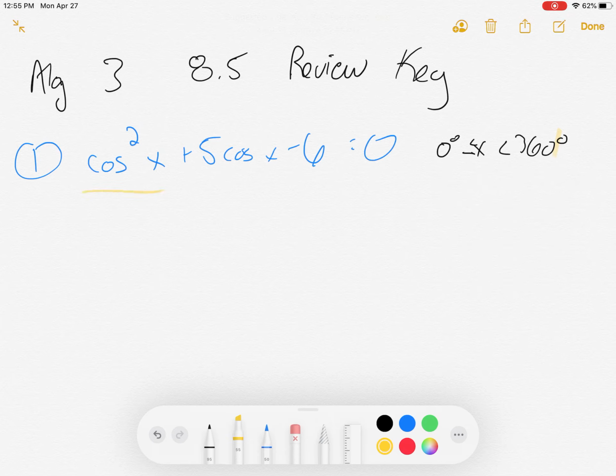The big thing here is that you have a cosine squared and a cosine. So usually we try to just get the trig function on one side, the numbers in the other, and then solve for it. But here we can't do that because we're unable to combine these two because it's a squared and it's the first degree.